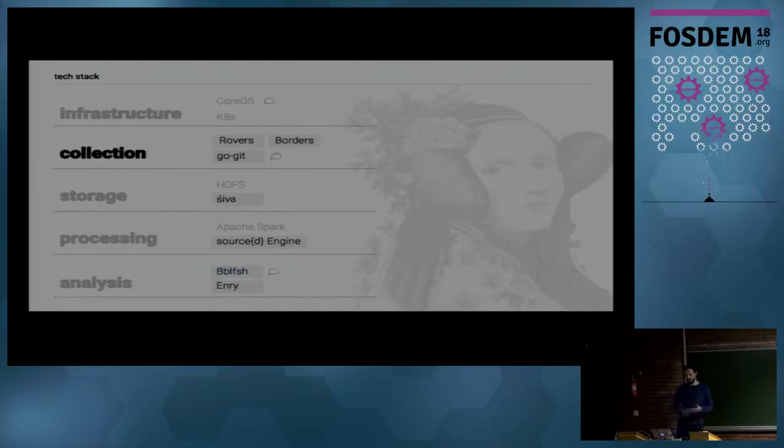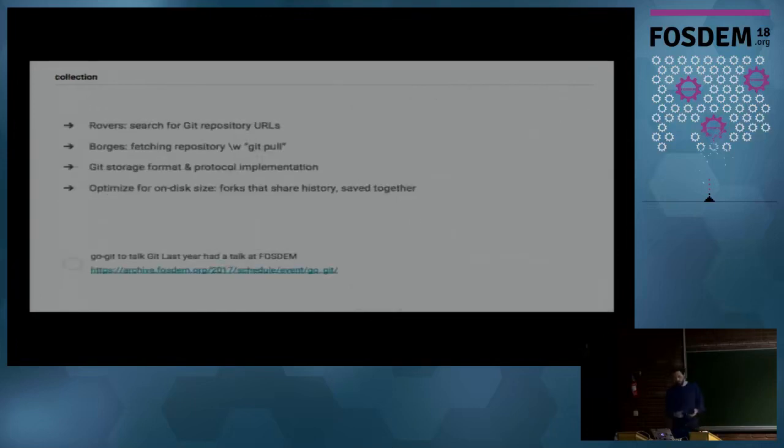On the collection part, we've got machines, and we want to get some Git repositories. It consists of two parts: getting the URLs of those repositories and then cloning them. We focus on Git, which is the most popular, so you need to speak the Git language to be able to do that. We implemented a custom implementation of the Git protocol format and storage format called go-git, and there was a talk about it last year in the Go language dev room. It's a pure Go implementation, one of the big 5 implementations of Git.